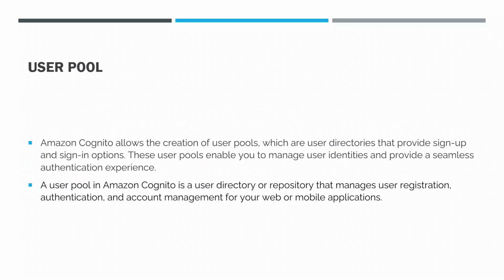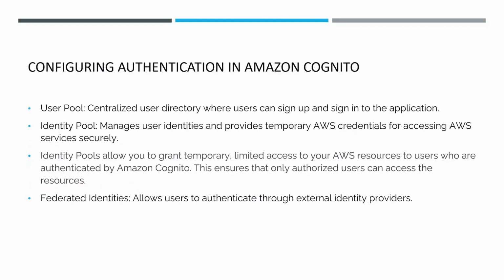Actually, a user pool is that repository, or we can say a directory, where a user can sign up and sign in, and all data is managed under that user pool. So it will provide a preferable authentication experience. And next, the user pool in Amazon Cognito is a user directory or repository that manages user registration, authentication, and account management for your web and mobile applications. Amazon Cognito provides a user pool service which manages all data of a user and provides registration and account management facilities for web and mobile applications. And it also provides a well-suited page for sign-in and login for a client or a user.